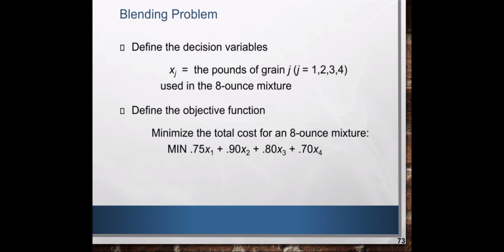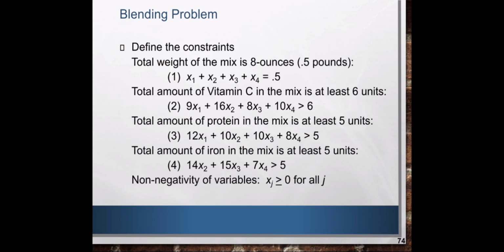Define the decision variable. x sub j, the pounds of grain j, for j equals 1, 2, 3, and 4, used in the 8-ounce mixture. Define the objective function. Minimize the total cost for an 8-ounce mixture, which is 0.75x sub 1 plus 0.90x sub 2 plus 0.80x sub 3 plus 0.70x sub 4. Define the constraints. The total weight of the mix is 8 ounces or 0.5 pounds. So x sub 1 plus x sub 2 plus x sub 3 plus x sub 4 equals 0.5.